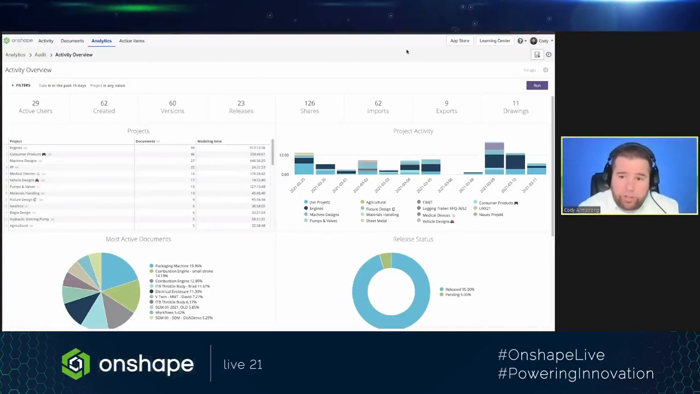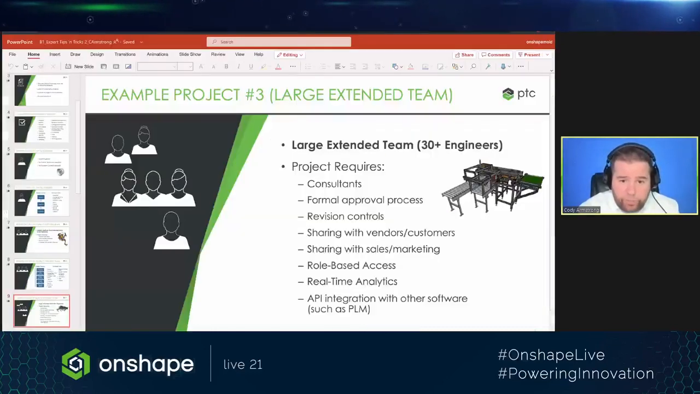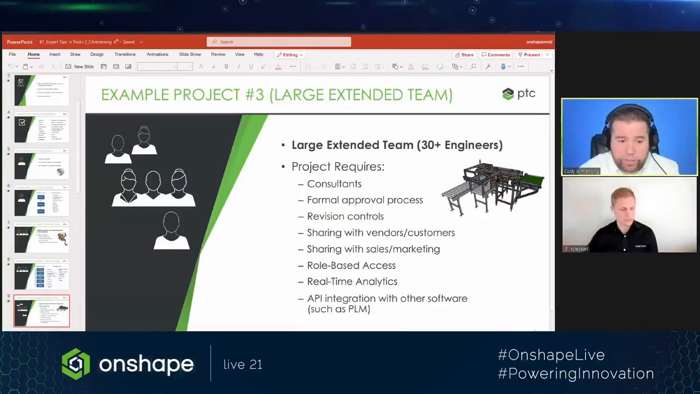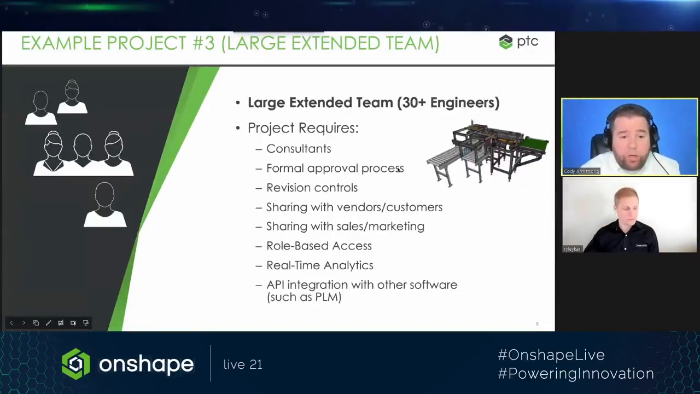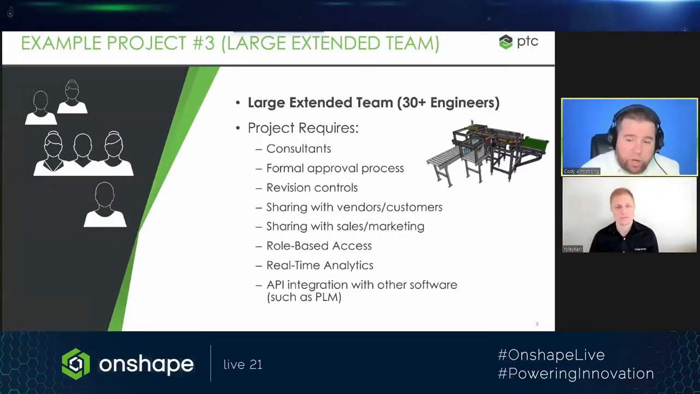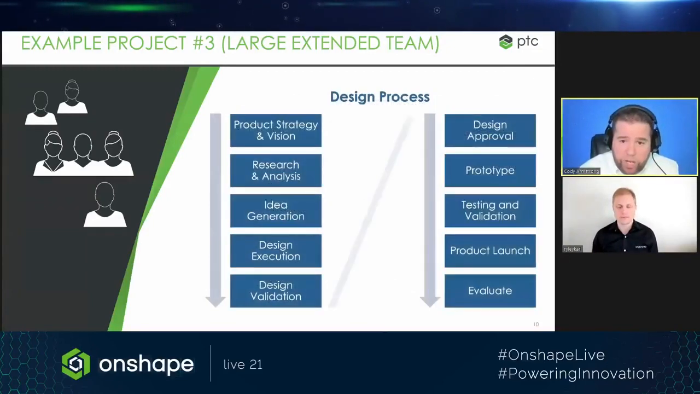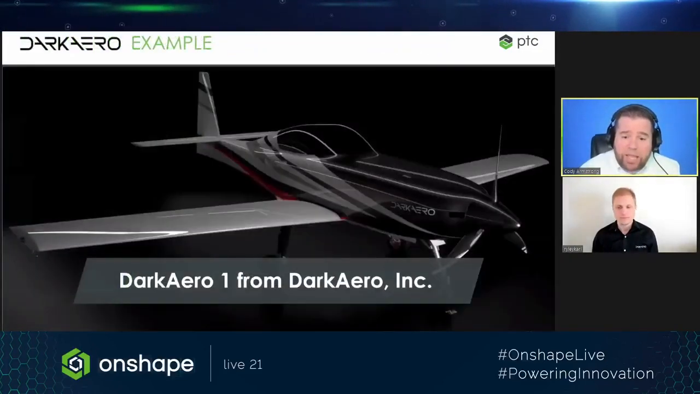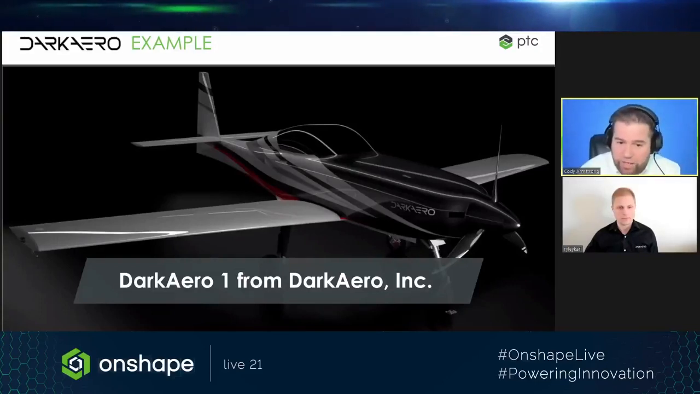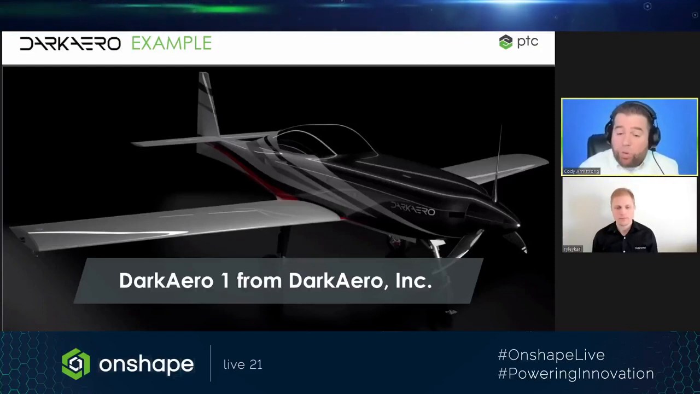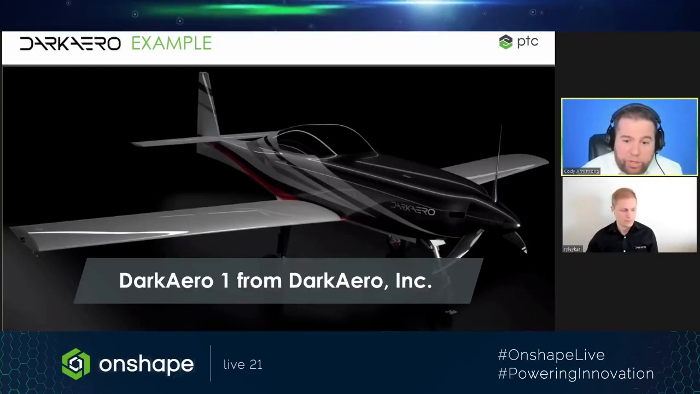What I'd like to do is turn things over to Ryley Karl. So we're going to jump back to the slide deck here. As I mentioned earlier, Ryley Karl is the president and co-founder of Dark Arrow. Dark Arrow is creating the Dark Arrow 1, which is the fastest, longest range kit aircraft that you can build in your garage. Really cool product, really exciting company, and we're really fortunate to be joined by Ryley.